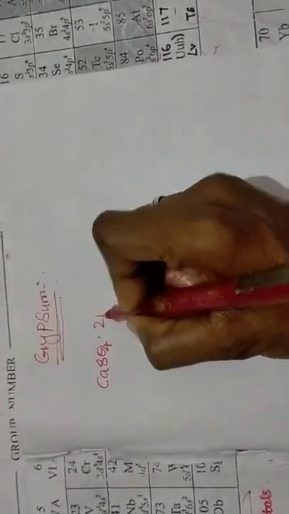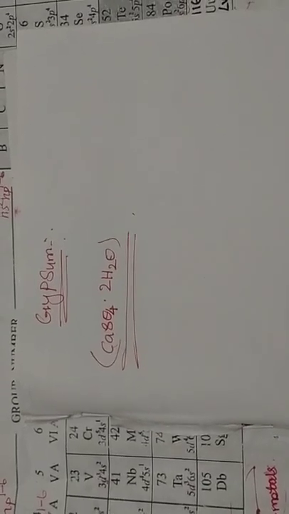The chemical formula of gypsum is CaSO4·2H2O. This is the chemical formula of gypsum. Generally, gypsum occurs as a mineral from the earth's crust only.